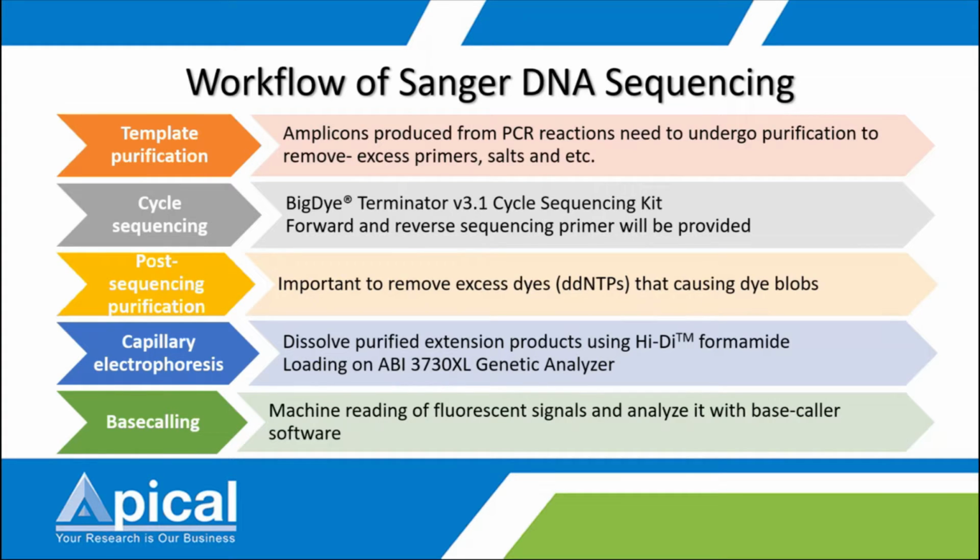So the signal that comes out from the genetic analyzer is the raw data. It's not that easy to actually analyze it, so you need software for what we call base calling. We need base caller software to analyze the data and send the result to you. From there, you will get your result as a clean electropherogram. So that is the workflow for Sanger DNA sequencing.